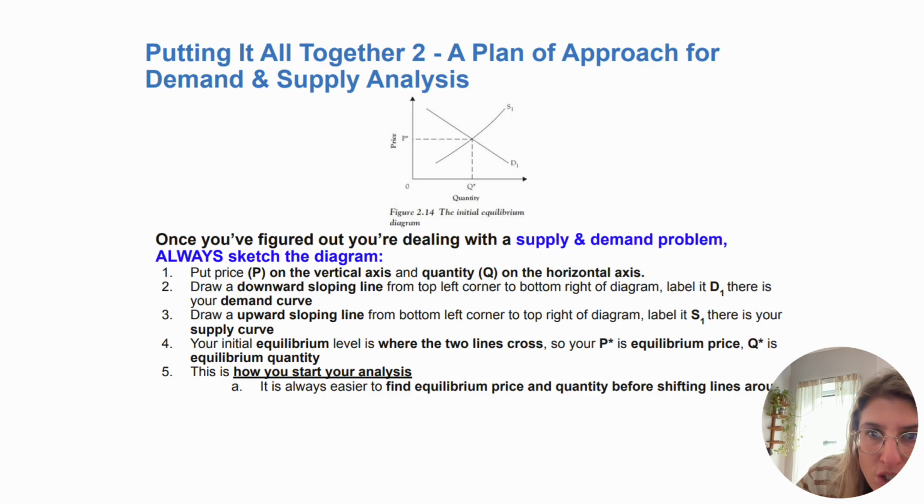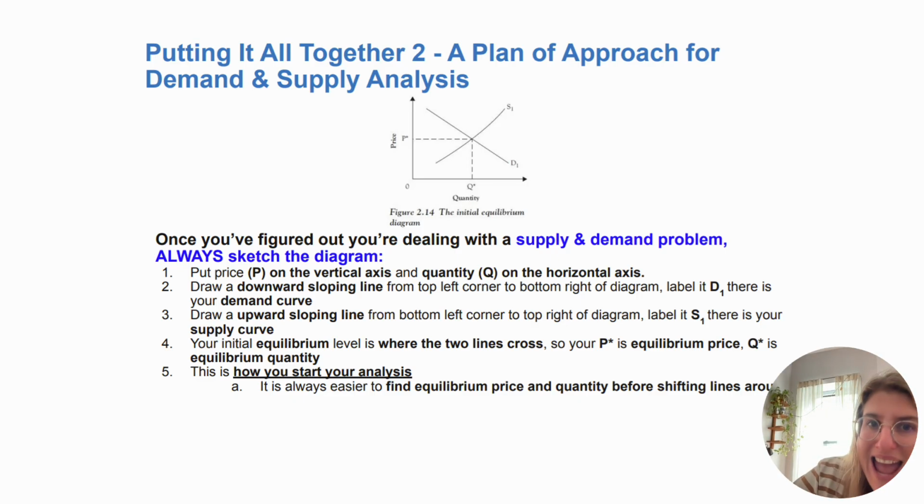Then next, always draw your supply curve, right? That's always the upward sloping line, which shows that as price goes up, producers are willing to sell more. Always label this as S1. So this is the original supply curve and the original demand curve, which is what the 1 denotes.